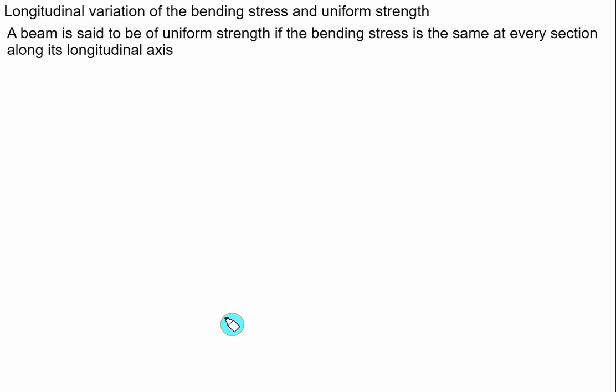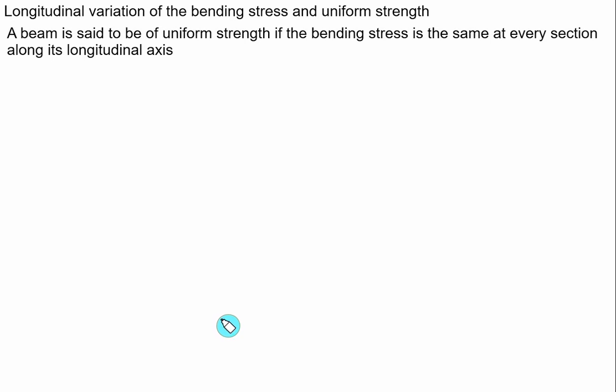Whenever the beam has a uniform cross section, we observe that the bending stress will change from the free end to the fixed end in the case of a cantilever. How exactly the bending stress will change along the longitudinal axis depends upon the type of loading, whether we have a point load or UVL. According to it, the stress distribution will change.